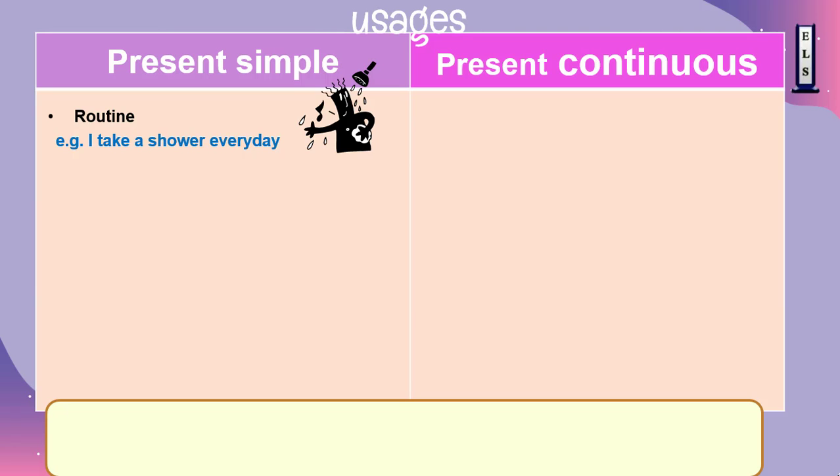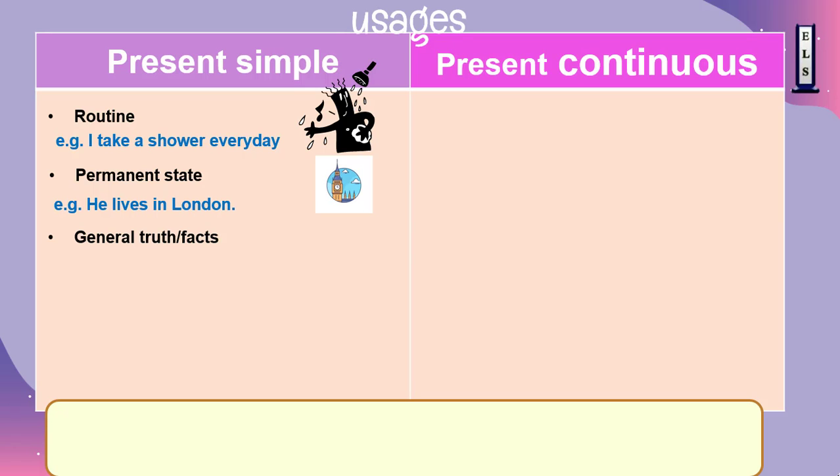Also, we use the present simple when we talk about a permanent state. What is meant by a permanent state? A permanent state is an action that happens for a long time, that doesn't change frequently, like I work as a teacher, or he lives in London.